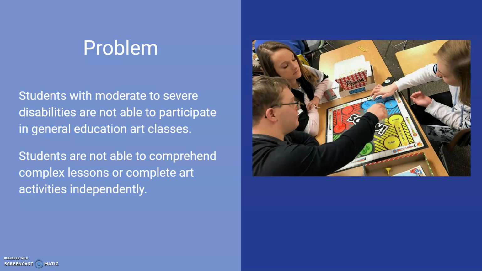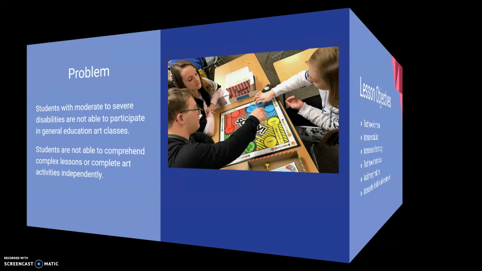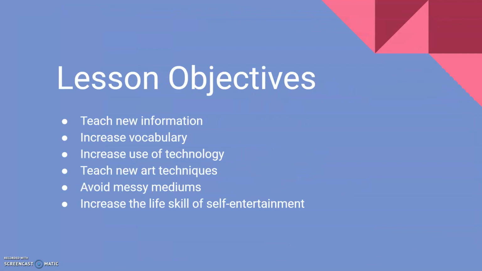The problem is his students have moderate to severe disabilities and are not able to participate in general art classes. They are not able to comprehend complex lessons or complete art activities independently. The objectives for this lesson plan are to teach new information, increase vocabulary, increase use of technology, teach new art techniques, avoid messy mediums, and increase the life skills of self-entertainment.